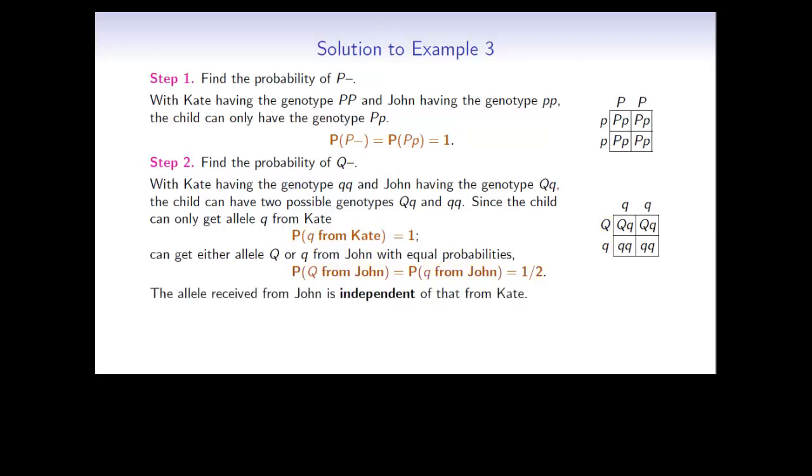The allele that is received from John is independent of that received from Kate. In other words, we should use the product rule. So to get the probability of Q dash, we would find the probability of big Q, small q, which is the probability of small q from Kate multiplied by the probability of Q from John. In other words, 1 multiplied by a half, which is equal to a half.